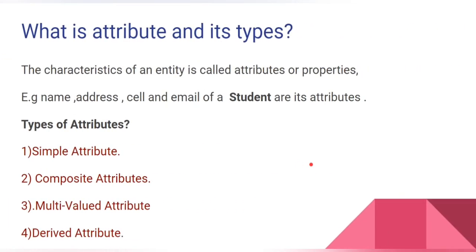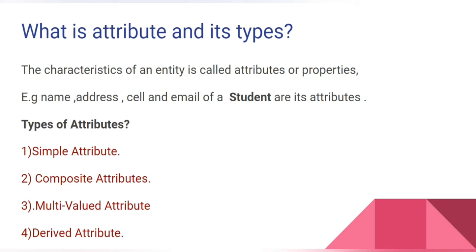So let's understand attributes. In an ERD model we have entities, attributes, and relationships. These three things are very important. So what is an attribute? The characteristics of an entity are called attributes or properties. Name, address, cell, and email of a student are its attributes. A student has properties: name, roll number, father name, address, birthday. These are called the attributes of a student. In an ERD model these things are really very important.